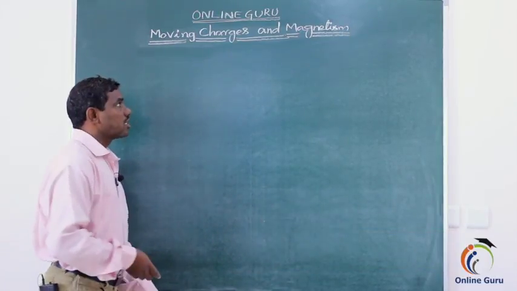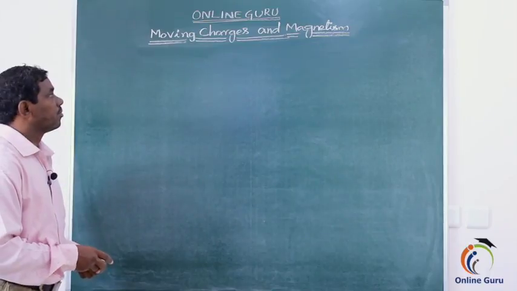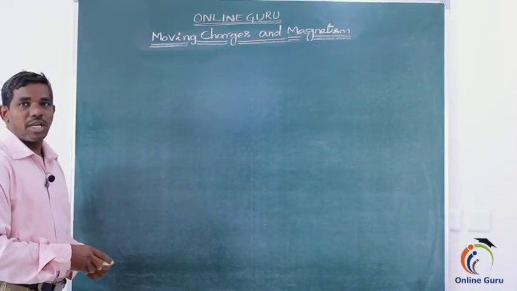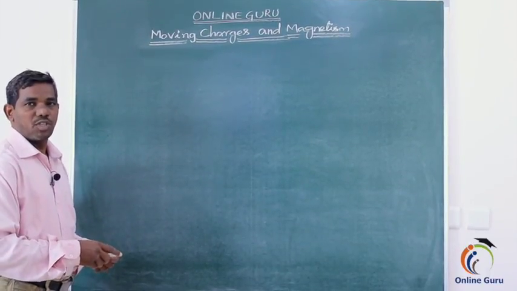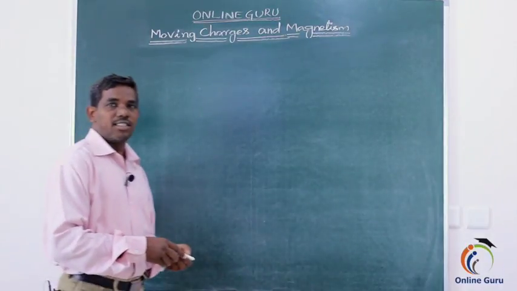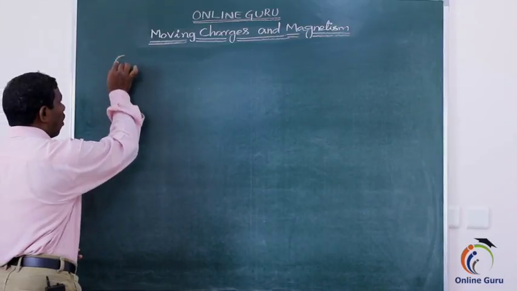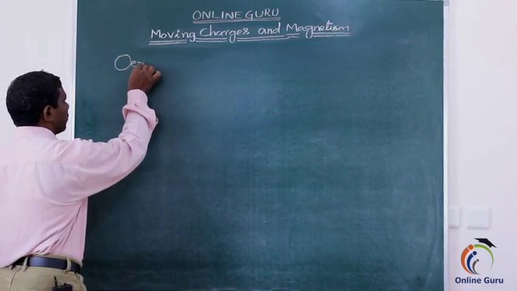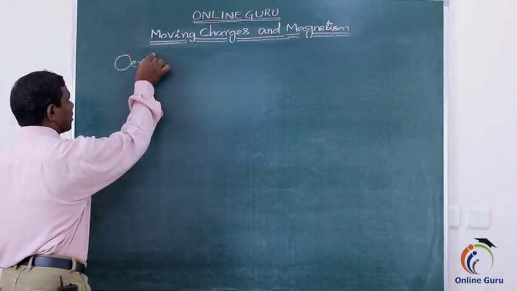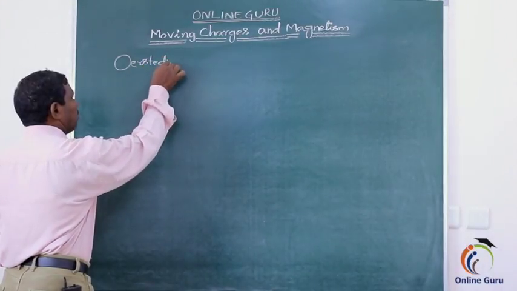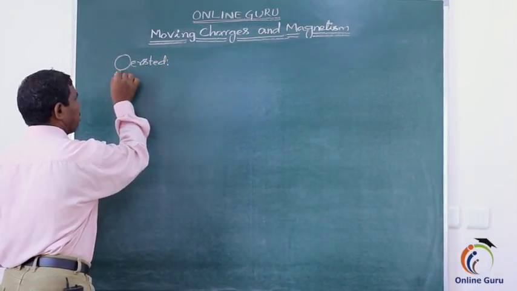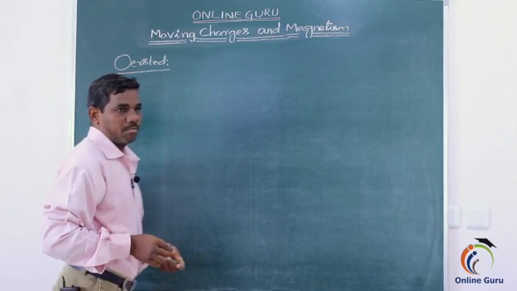In this chapter on moving charges and magnetism, we can observe some experimental phenomena proposed by different scientists. The first one is Oersted's experiment. What is Oersted's experiment and observation?